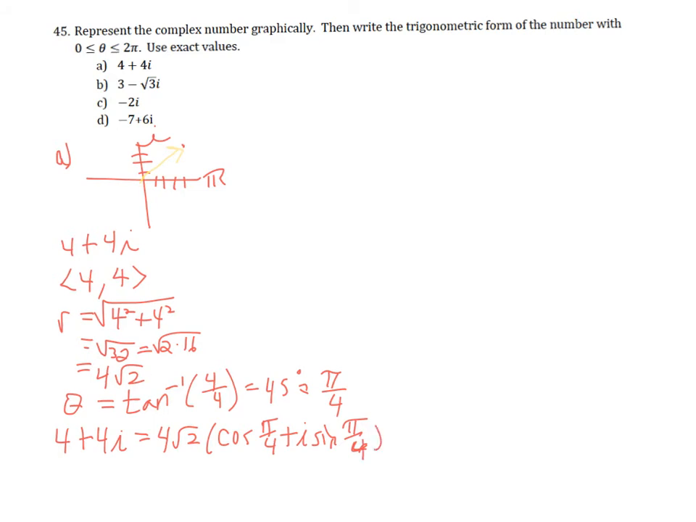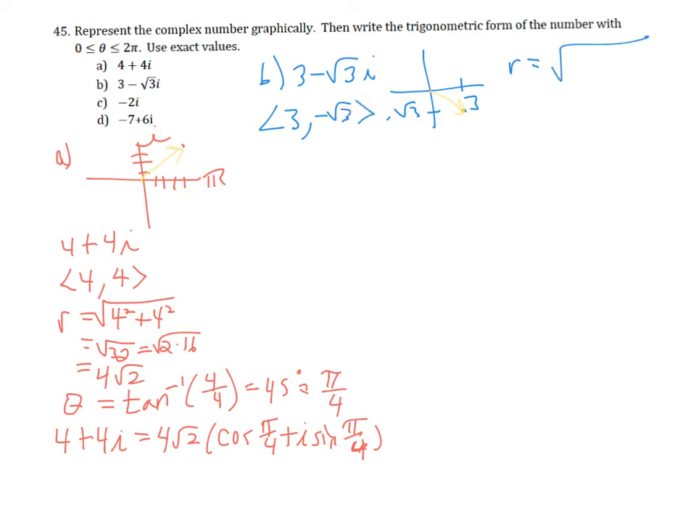That's part A. Now let's try part B. So in part B, we're at the point 3 minus radical 3i. So we're going to go 3 to the right and radical 3 down. We're going to draw our vector. Okay, so that would be the point there. The radius, well, in component form, we could think of it like that.